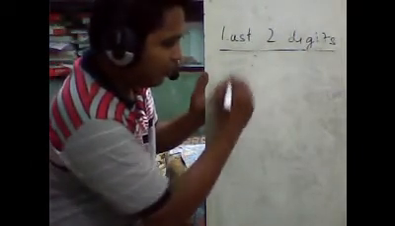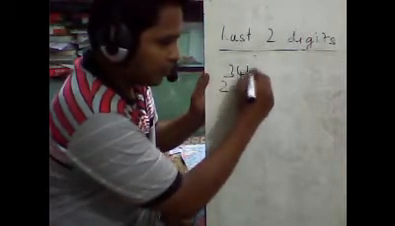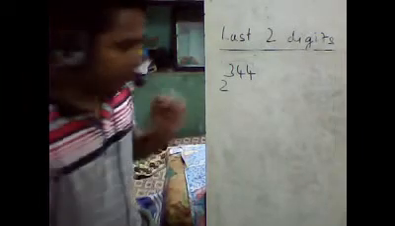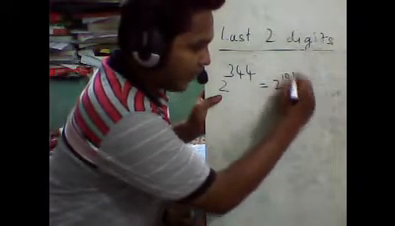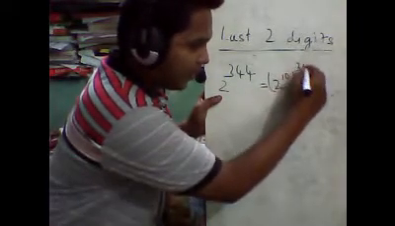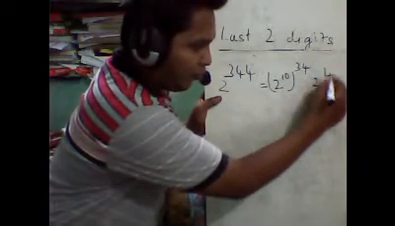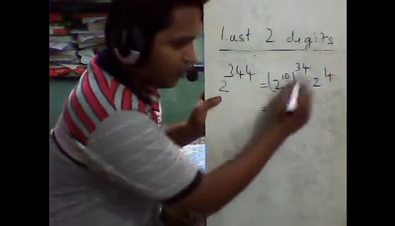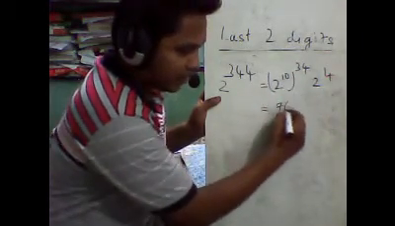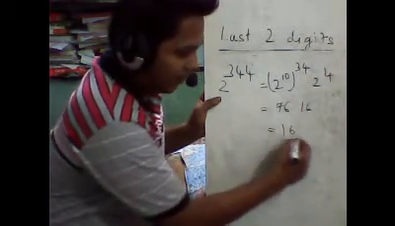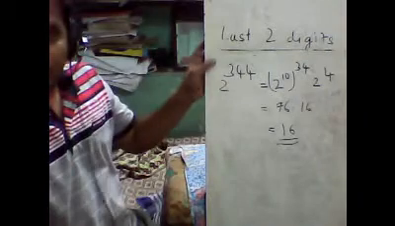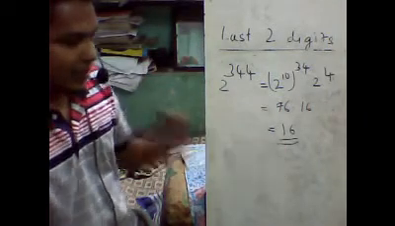Let us take a problem, 2 to the power of 344. 2 to the power of 344 is nothing but 2 to the power of 10 raised to the power of 34 into 2 to the power of 4, which is nothing but 2 to the power of 10 raised to an even power is 76. 2 to the power of 4 is 16. 76 into 16 is 16 itself. The last two digits of 2 to the power of 344 is 16 itself.